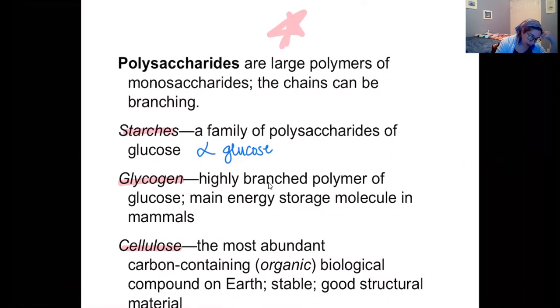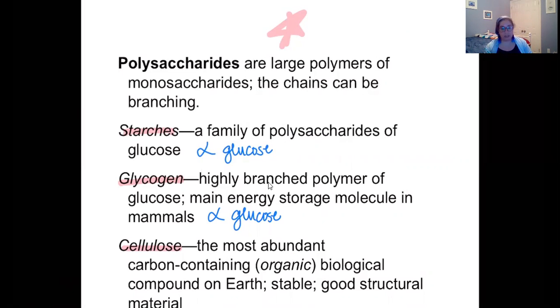Glycogen is also alpha glucose, but it's branched, it's highly branched. And so because the addition of the branches, it's going to behave differently. And glycogen is found in mammals. It's in your tissue, it's in your muscle, and it's in your liver.